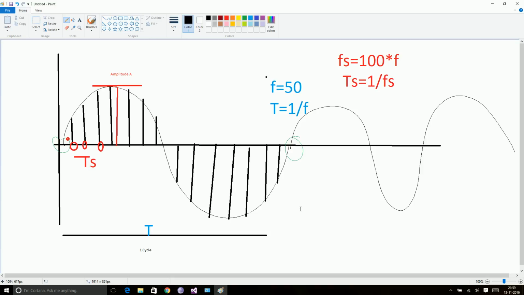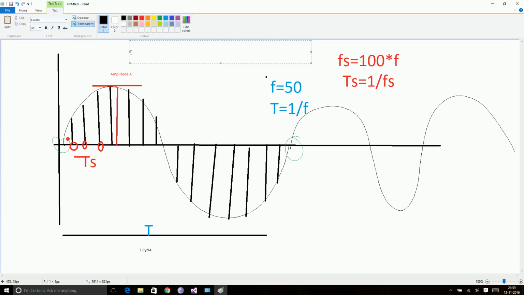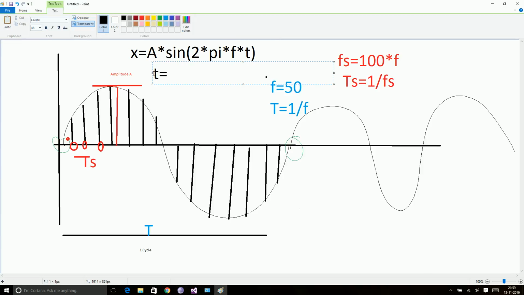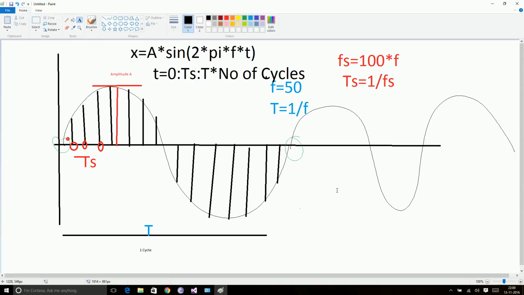So in simple terms, a sinusoidal signal can be generated by this formula. Let's say x is equal to A into sine of 2 into pi into f into t, where t is between 0 and the number of desired cycles into T, in steps of Ts. So we can define t as an interval starting from 0 in steps of capital Ts up to T into the number of cycles, right? So according to this formula, let us first model a Python script to generate the sinusoidal signal. Let's go to the IPython notebook.